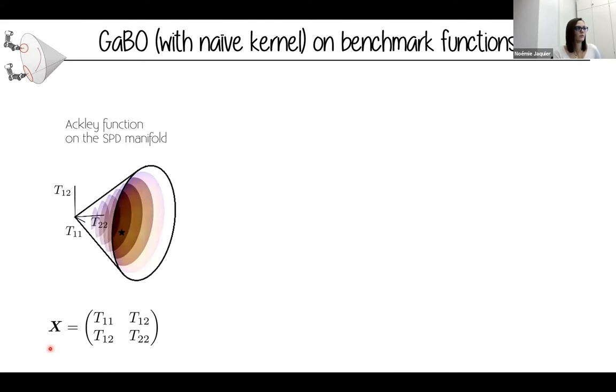Just to give you an idea, this actually denotes the space of 2x2 symmetric matrices, where the diagonal elements are represented here horizontally, and the off-diagonal element, which is the same as it is symmetric, is the vertical axis. The matrices that are positive definite are inside this cone. So this is the space that we are taking into account.